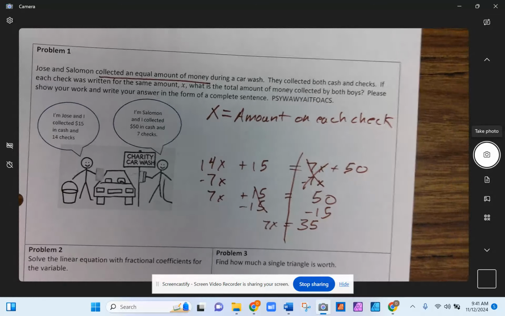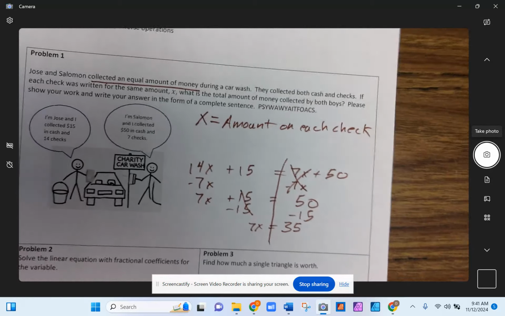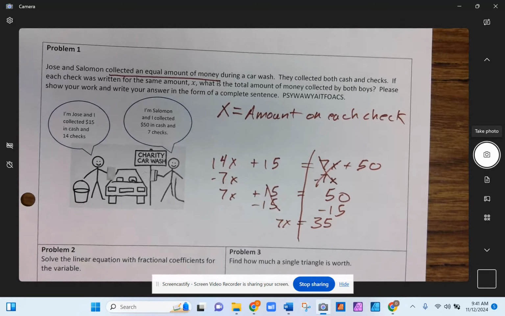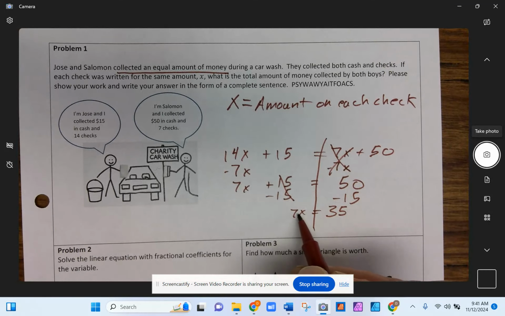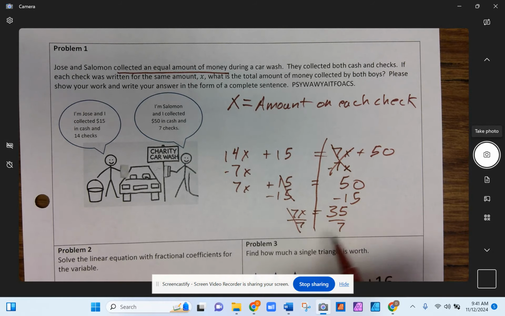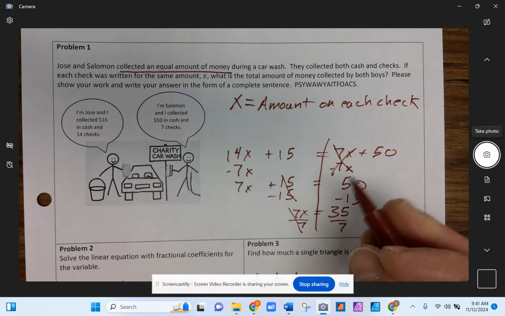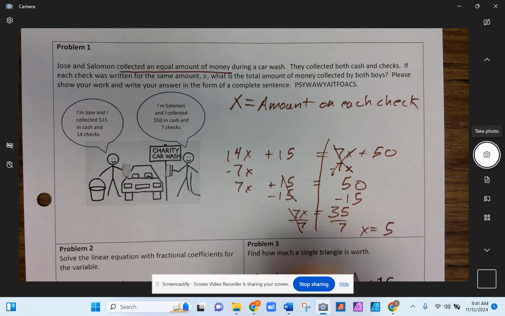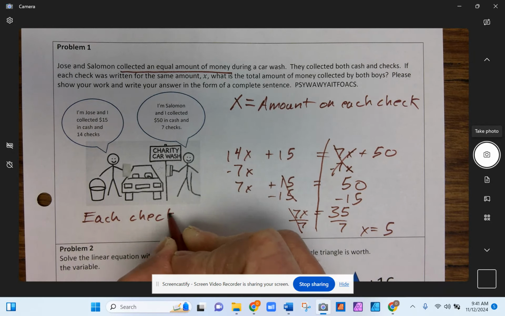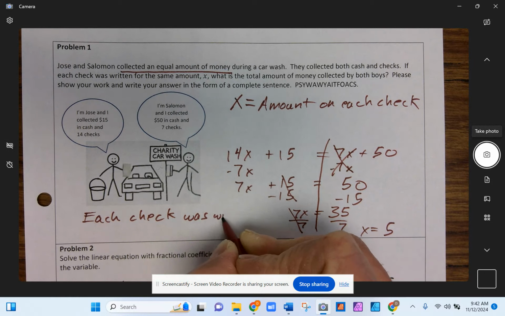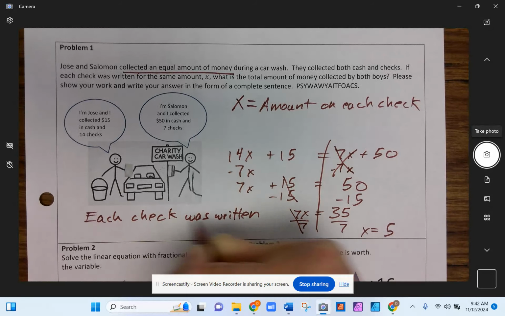So the 7 is the coefficient in front of the variable, okay? That's just the number in front of it. This is multiplication right here. When you have a 7 next to an x, I'm going to divide by 7 on both sides because that's the inverse or opposite of multiplication. And 35 divided by 7 is 5. So x equals 5. So we'll say each check was written for $5.